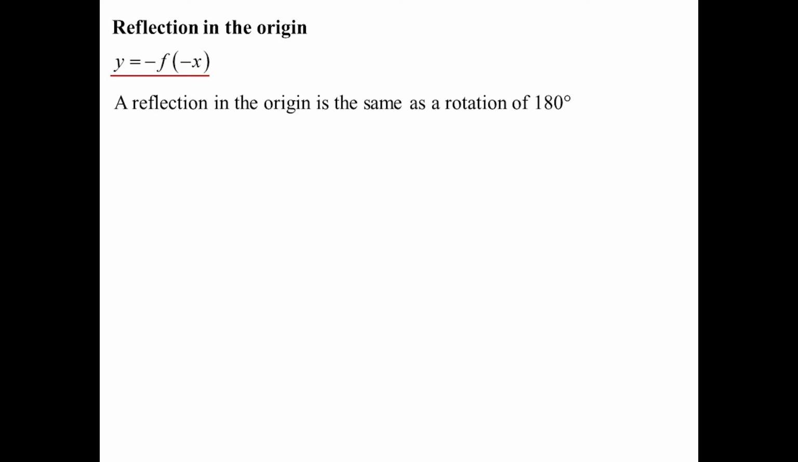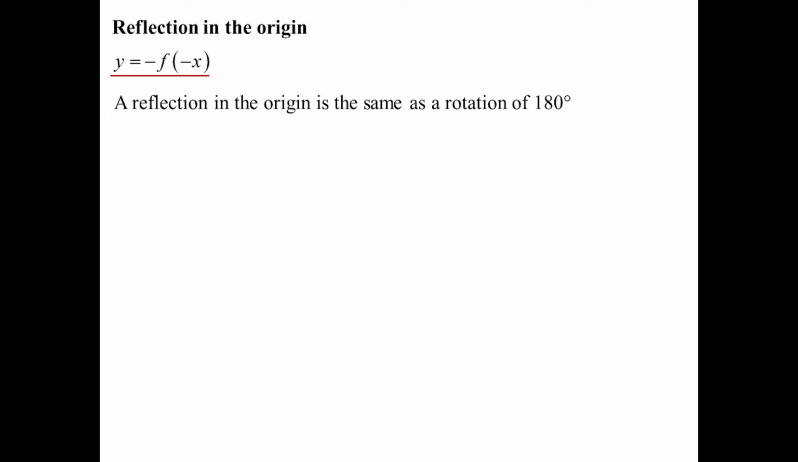You could also reflect in the origin. If you hang on, reflect about a point. Well, we don't usually call that reflection though, we usually call that rotation. But that rotation of 180 degrees is called reflection in the origin. So that would be y equals minus function minus x. So you reflect both horizontally and vertically, you'd end up with a rotation.